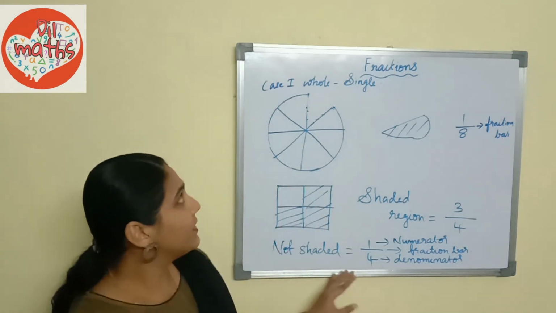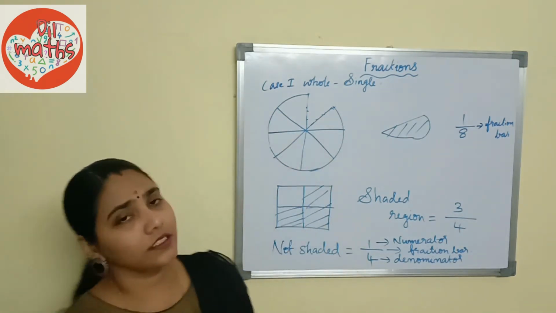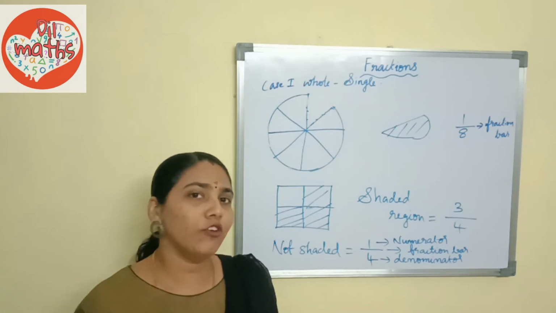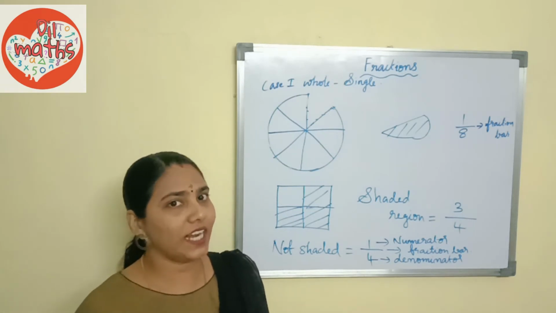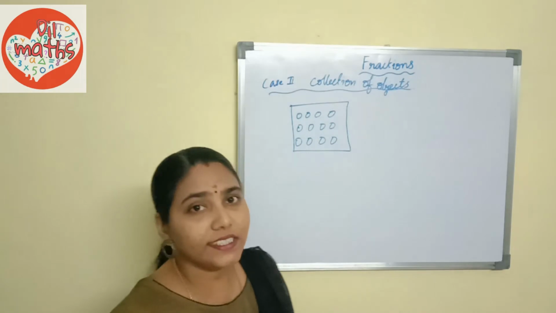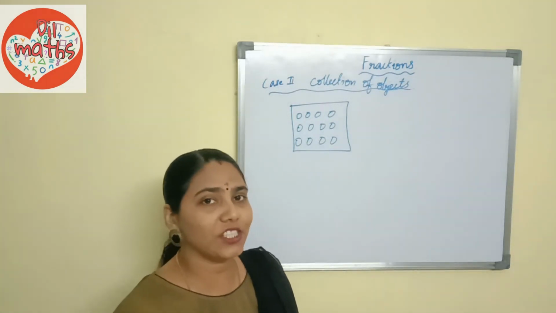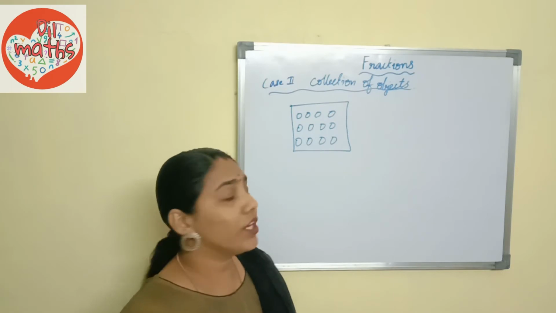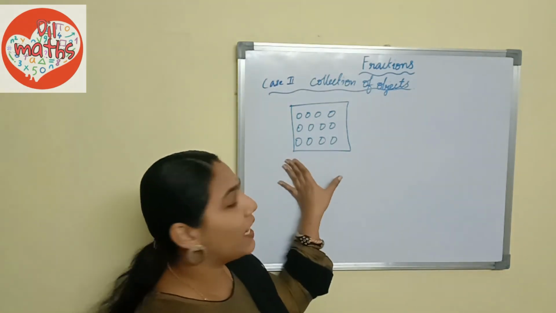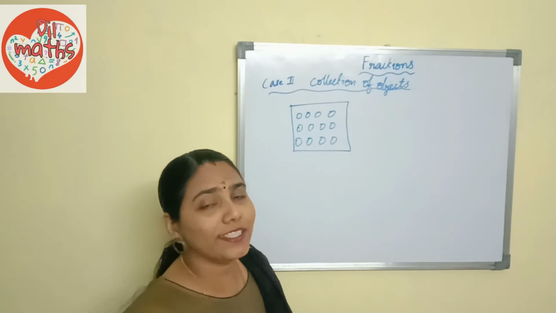Okay, so this is case 1, whole as a single object. Now we will check whole as a collection of objects. The next case is collection of objects. That means the whole as a collection of objects. So here I took an example. I took a box. In that 12 balls are here.